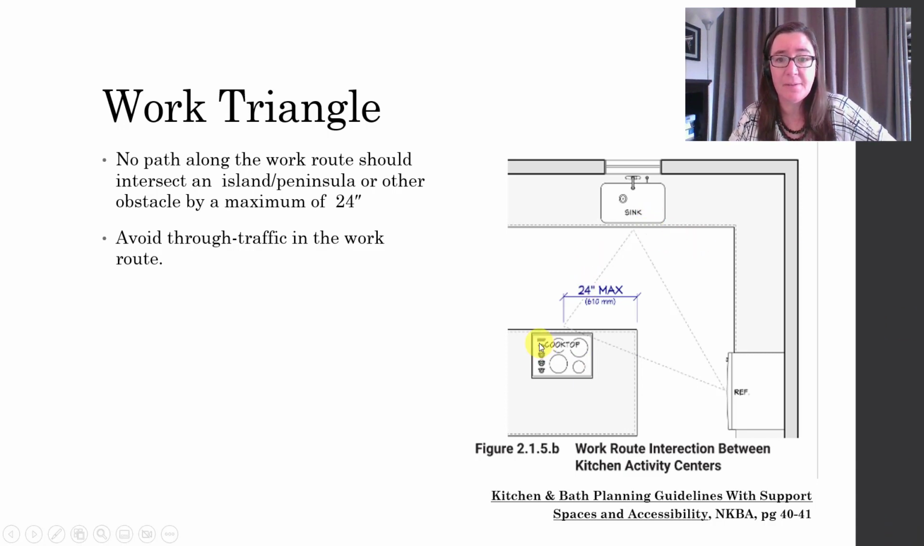We've got one of our primary centers on this island here, so here are our three work routes. What they're saying is we really don't want this work route to intersect this island more than this 24-inch distance right here. The other recommendation here is to avoid routing any through traffic through your work triangle.